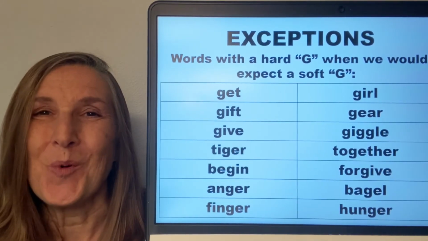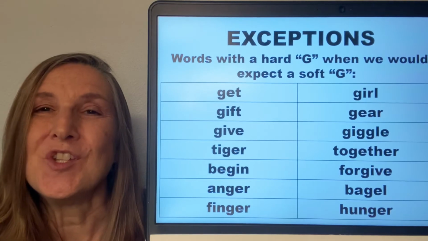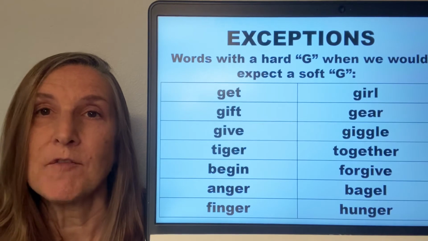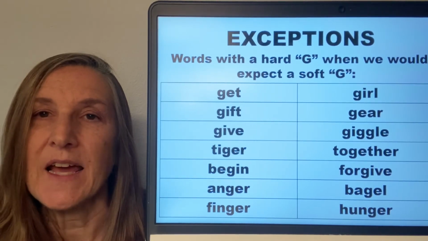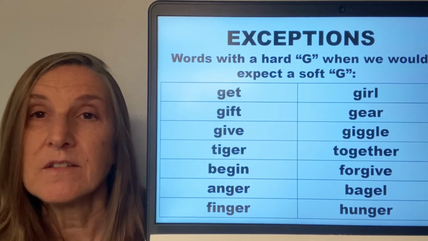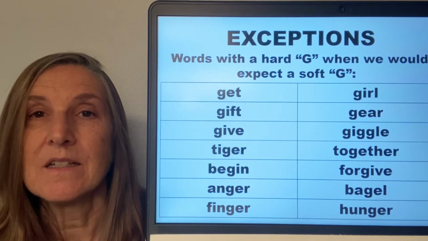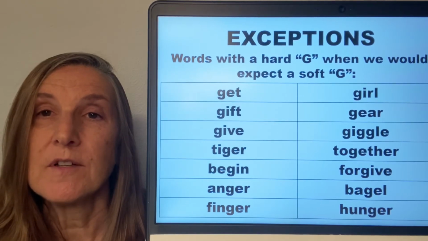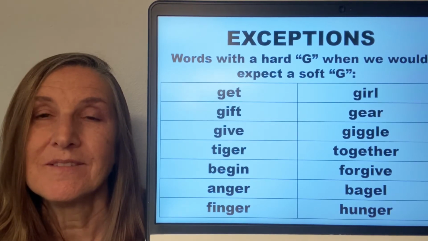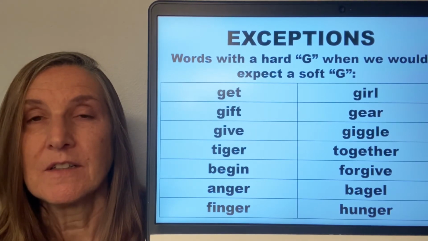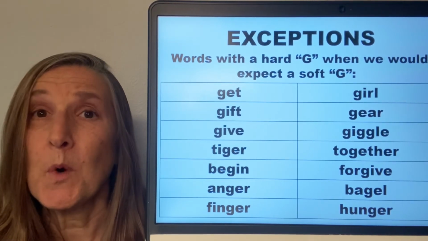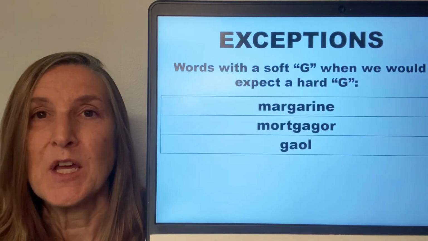Some two-syllable words or more, where the G sound is in the middle of the word and we would expect that soft G, but it's a hard G instead, are words like tiger, together, begin, forgive, anger, bagel, finger, and hunger.